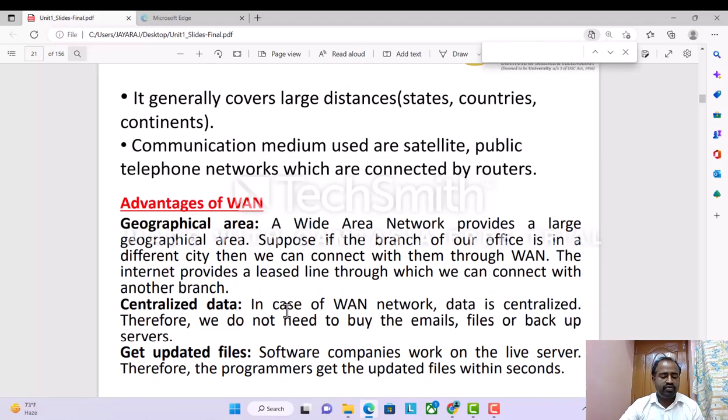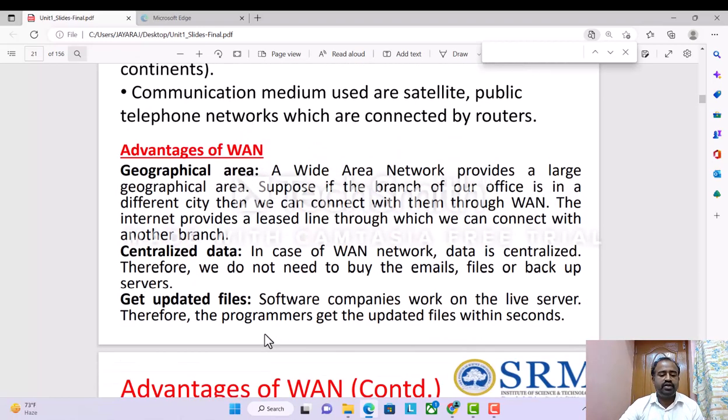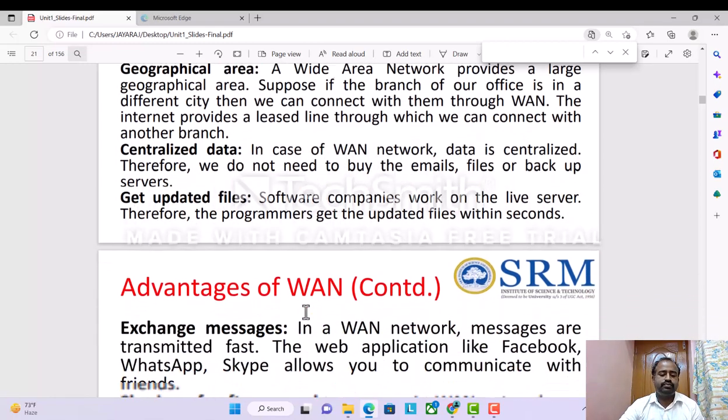Then maintaining of data. In LAN, MAN, and WAN, the data is maintained centrally. So we do not need to buy separate mail, files, backup, or servers, since the data is centrally managed. Then update. Software companies work on a live server so that the programmers get the files within seconds, so they can be distributed overall.